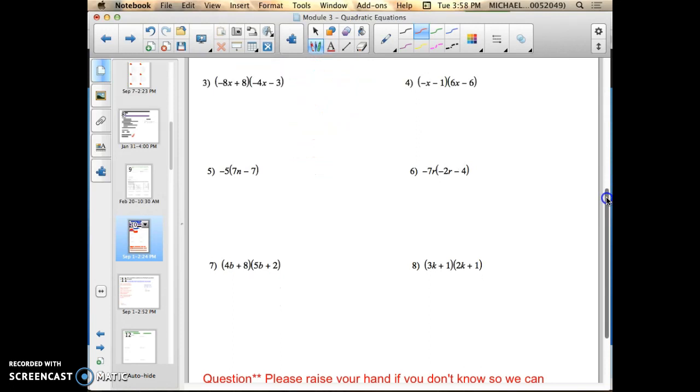I'm going to do one more just to help you to remember how to multiply binomials together, so 2 terms times 2 terms. Again, if I do number 3, this is a factor. It is grouped together with parentheses, so negative 8x plus 8 is a factor. This is also a factor, negative 4x minus 3. So this is factored form. Factored form, again, is very important because it helps us to find the solutions of a quadratic function. And that's what this whole module is about, finding solutions of a quadratic function.